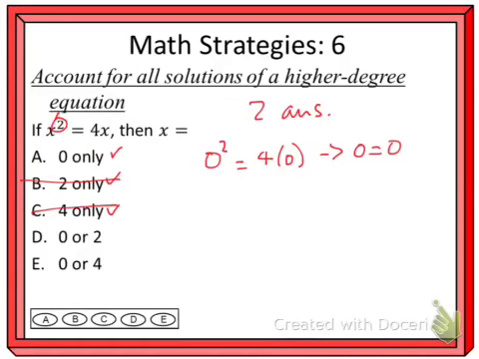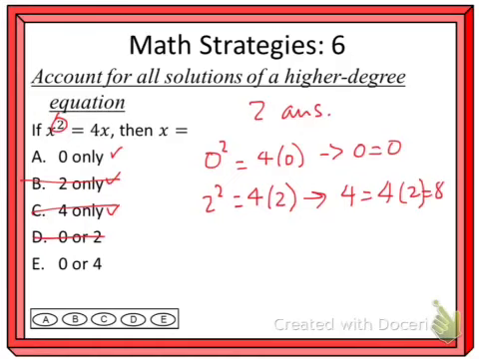So maybe 2 or 4 work. So let's just try those. So 2 squared, is that equal to 4 times 2? Alright, so this would be 4 is equal to 4 times 2, which is 8, and that doesn't work. So this one doesn't look like it works.